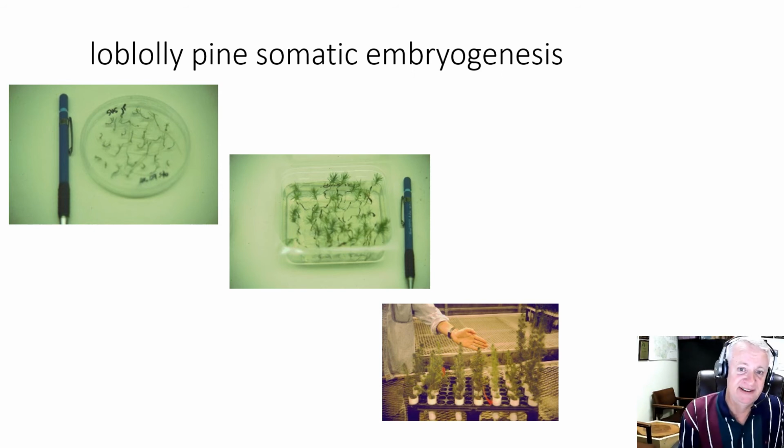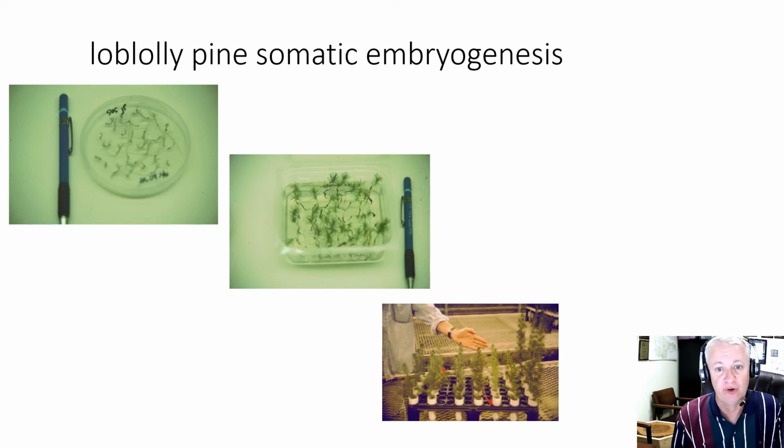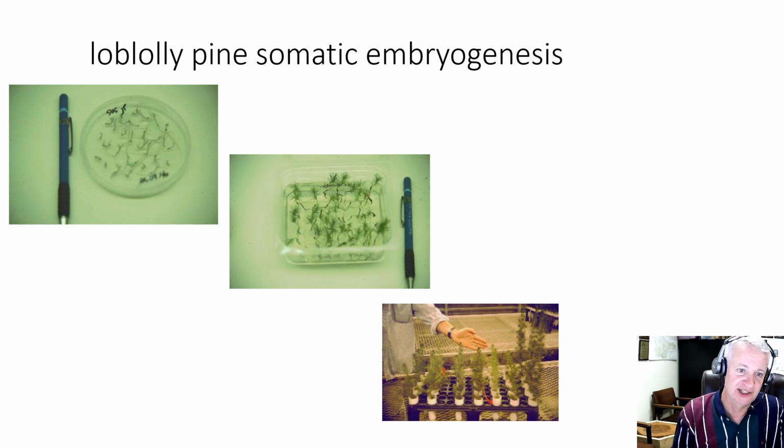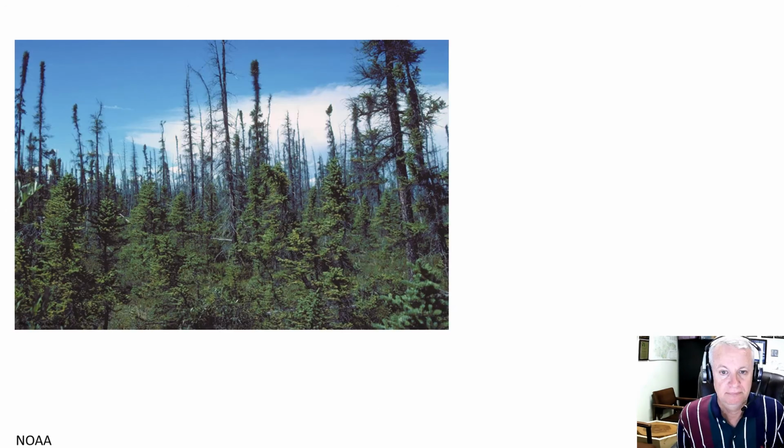So at the present time, you can go to vendors and buy, for instance, clonal loblolly pine. Those generally have been reproduced through somatic embryogenesis. And that's just another form of vegetative reproduction. It's artificial, not a natural form of vegetative reproduction, but it's another way of producing commercially clonal offspring from pine.